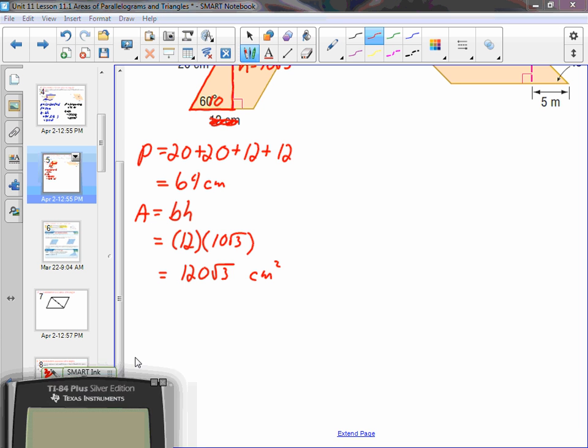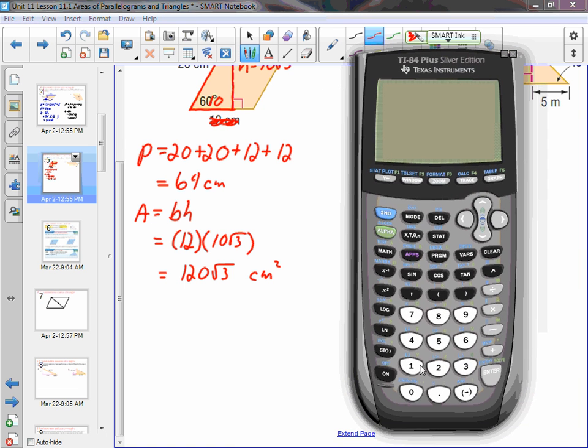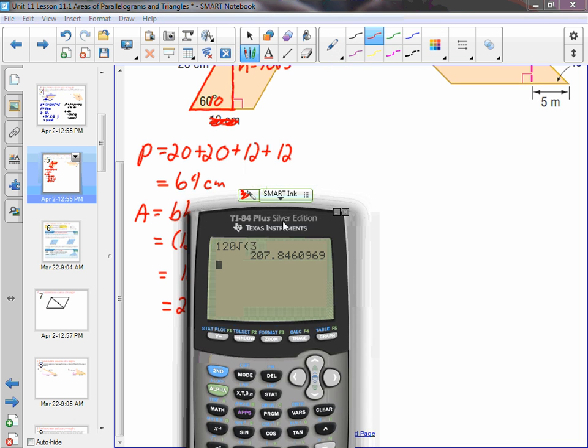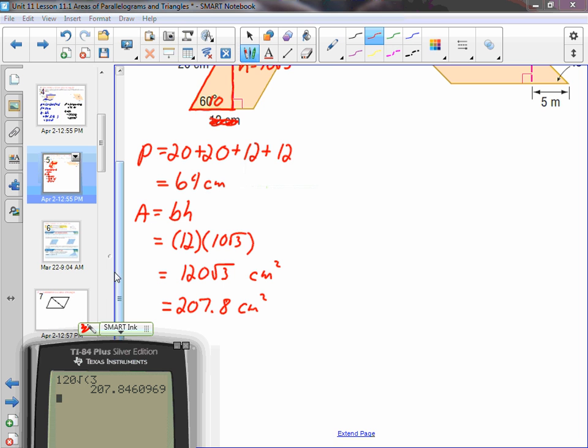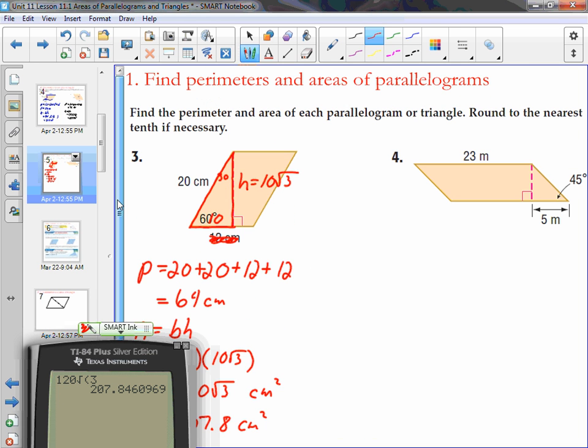The directions tell us to round to the nearest tenth if necessary. Well, it's necessary this time. So 120 times the square root of 3. Now, they did say nearest tenth, so 207.8 square centimeters. All right, we good with that one? All right, let's tackle number 4.